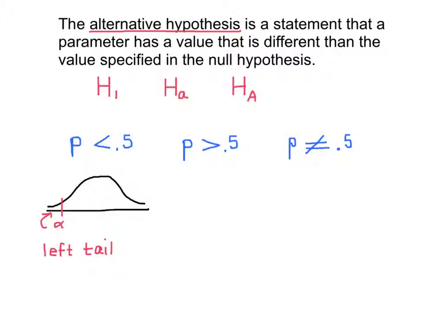In the next one, we see that P is greater than 0.5. And so this is going to be our right-tailed test. So let's draw a little normal curve again. In this case, this is a right-tailed test, so let's just draw a little right tail. And we're talking about the area to the right based on our alpha, our significance level. So this is our right-tailed test. Right tail.